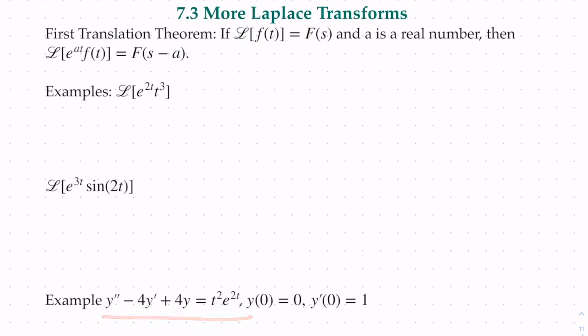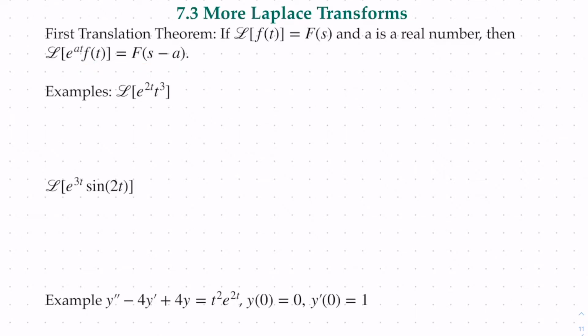and how do we do them in a much easier way. So let's take a look at this formula right here, this first translation theorem that says, suppose Laplace of small f of t is equal to cap F of s, and a is a real number, then Laplace of e to the at times f of t is equal to F of s minus a.